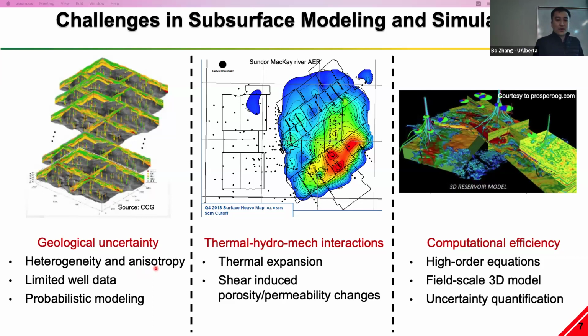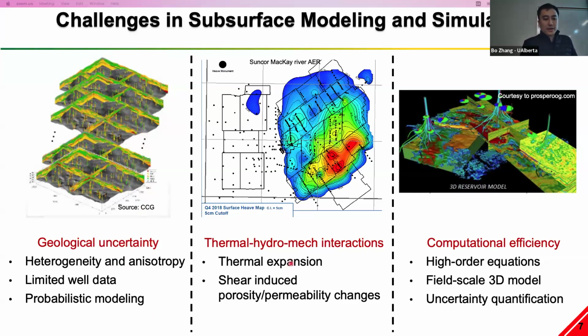And for the well data that we have, as you can see here, this is drilling holes for a mining project, so it's more dense. But for most reservoir projects, it's going to be very sparse. We only have very limited well data. So that's why we need to use probabilistic modeling with geostatistical methods to generate different realizations of the reservoir to consider the geological uncertainty. That's our first challenge. How do we consider the impact of geological uncertainty in subsurface modeling and simulation?